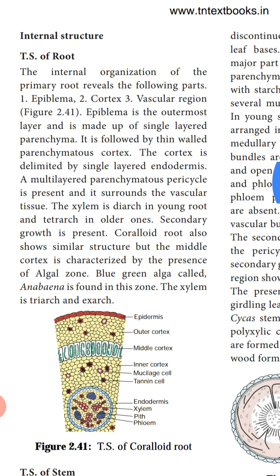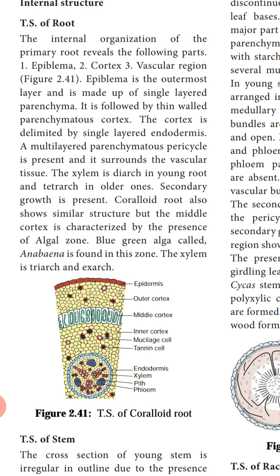So I guess we will recall the TS of the root we have studied. It has the outermost layer made up of a single layer of parenchyma cells, that is called the epidermis or the epiblema. Below there are many layers of cortex present. So in the normal roots there are many layers of parenchyma cells that form the cortex.